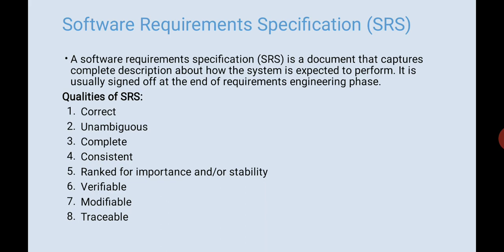So you should rank it. This is my highest priority, and this comes at second number, and this comes at third number. All these should be defined. It should be verifiable. Requirement should always be verifiable. You should be able to verify whatever you want to get done. It should be modifiable and it should be traceable, right? So you should be able to modify it, verify it, and trace your requirements.